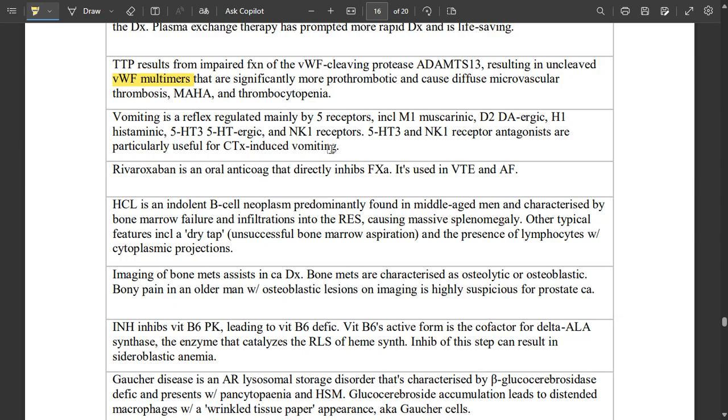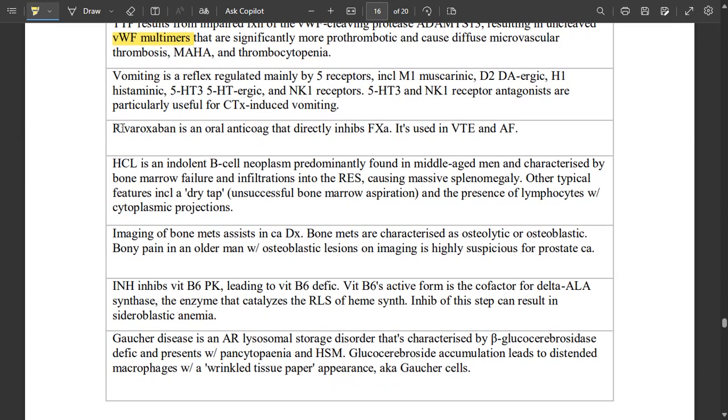So 5-HT3 and NK1 receptor antagonists are particularly used for chemotherapy-induced vomiting. Ondansetron can be used in chemotherapy-induced vomiting, and NK1 receptor antagonists can also be used, because these receptors are present centrally, and chemotherapeutic drugs usually act in the central part to induce vomiting. Therefore, these are effective.